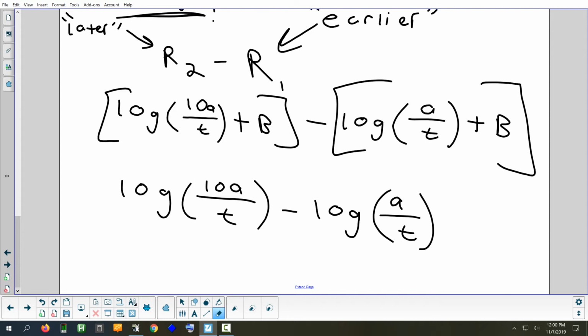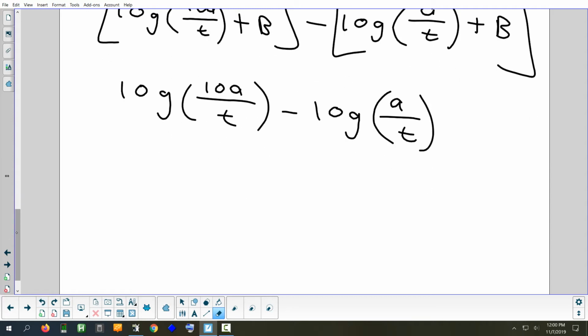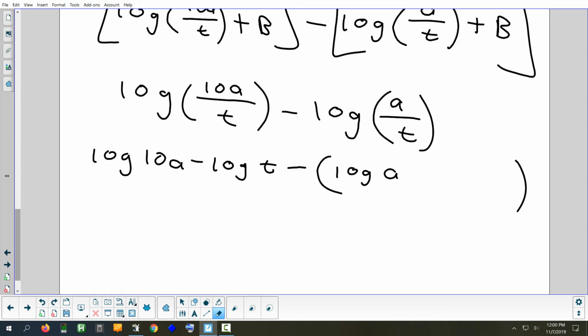All right, now let's look at each one of these. Let's start with this one. That's a quotient. If you were going to split that apart, how does a quotient split? Subtraction. Log of 10A minus log T, minus, how would this other one split? Log of A minus log of T. Now, that same question I just asked before: what do you have to do with that negative? Distribute it. You're going to have negative log T, minus minus becomes a plus. So you're left with this minus log A. And that variable should cancel out because it stayed the same. I said that everything is staying the same.